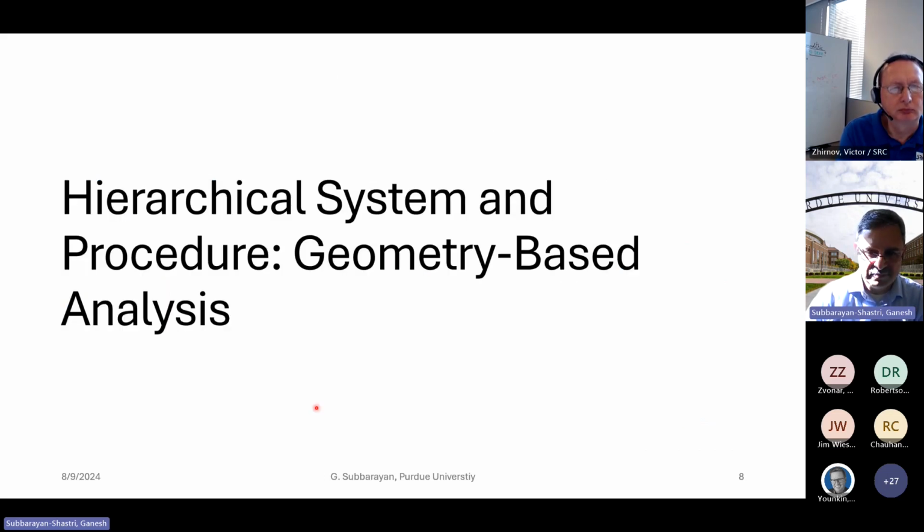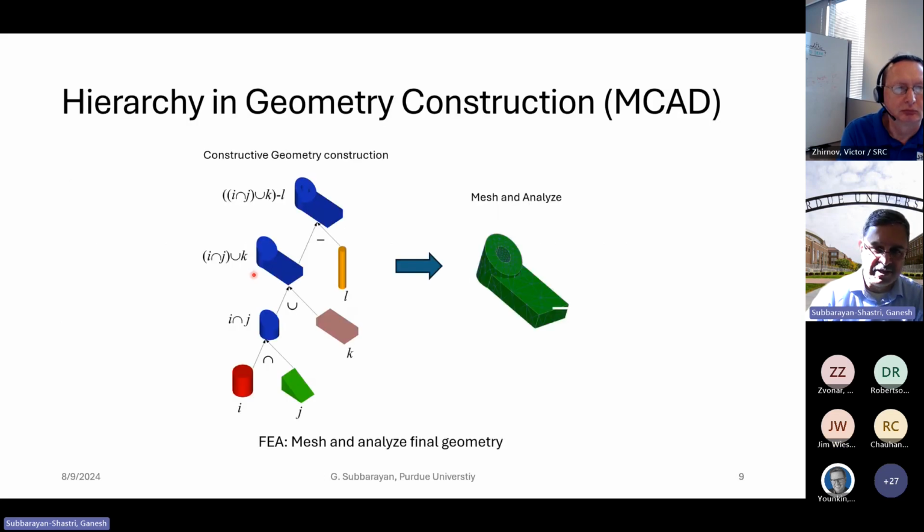So again, I'm going to use some examples to make my points today. I'm going to use 3 sets of examples. First, I'm going to talk about one where I have hierarchy both in the system and procedure. A lot of these are examples from some prior work in my research group. I'm going to talk about geometry-based analysis. There is a hierarchy in geometry construction in mechanical CAD. This is, again, going back to my mechanical CAD background.